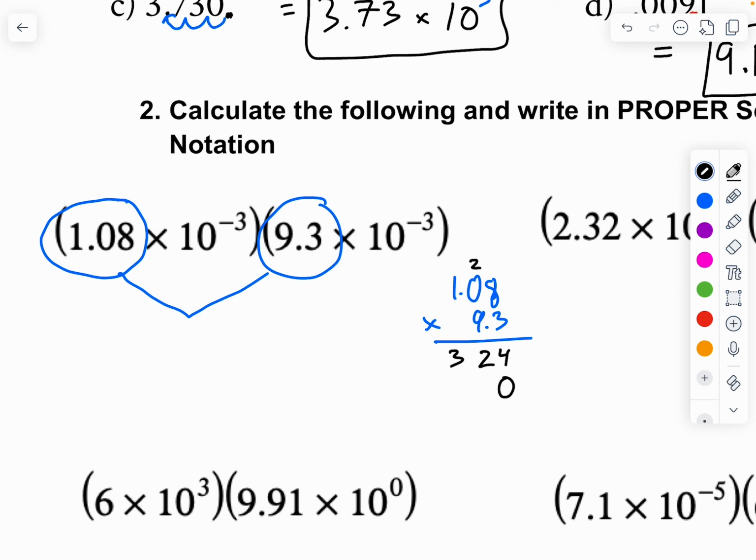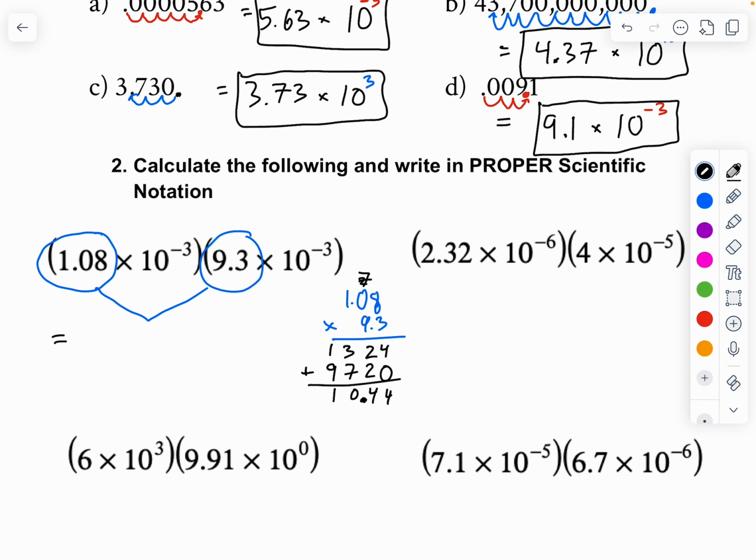9 times 8, 72. Carry the 7. 9 times 0, 0. Add the 7. And finally 9 times 1 is just 9. Adding all those numbers, I'm going to get 1, 0, 4, 4. That's going to give me 10.44. So 9.3 times 1.08, let me write it correctly, is 10.44.